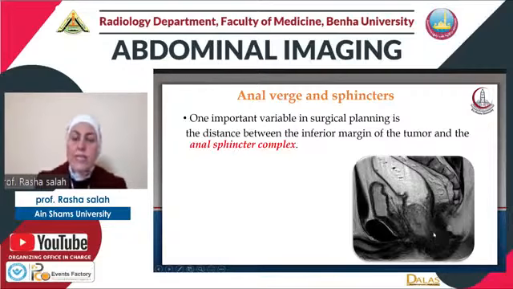And the staging is classified according to its true extension. If it is just infiltrating the internal anal sphincter, it is staged as a T3 tumor, and if it is extending to the intersphincteric space and the external sphincter, this is classified as a T3B tumor.